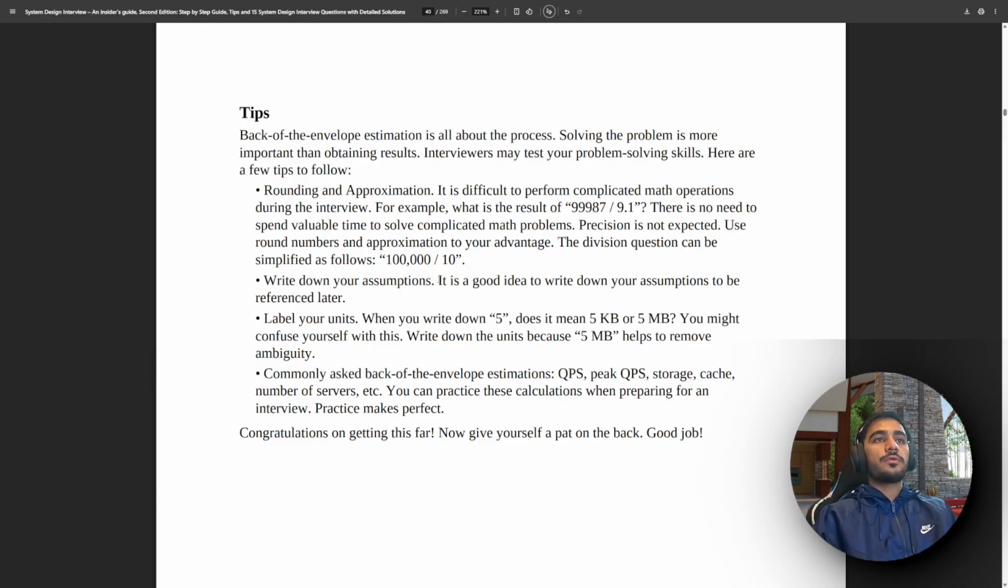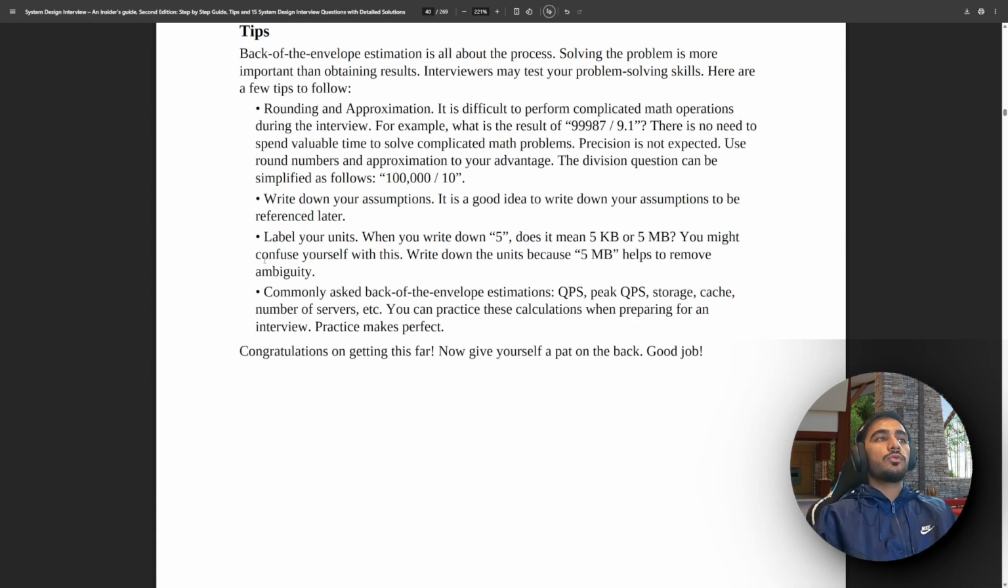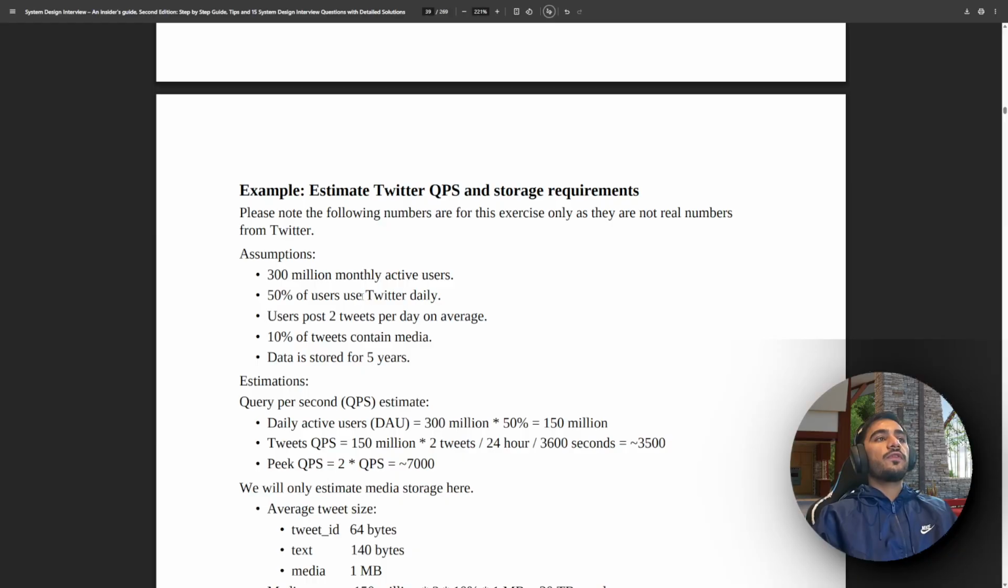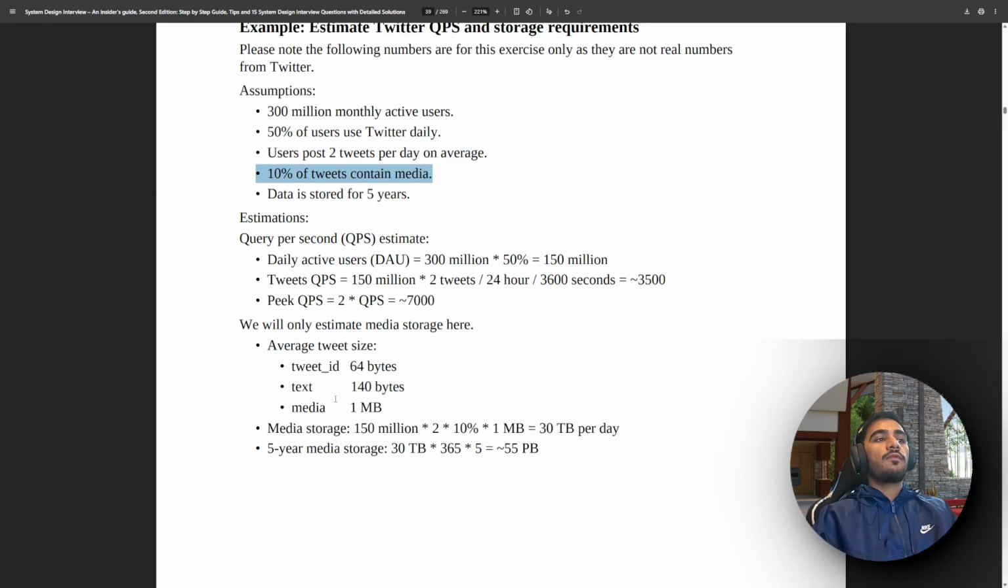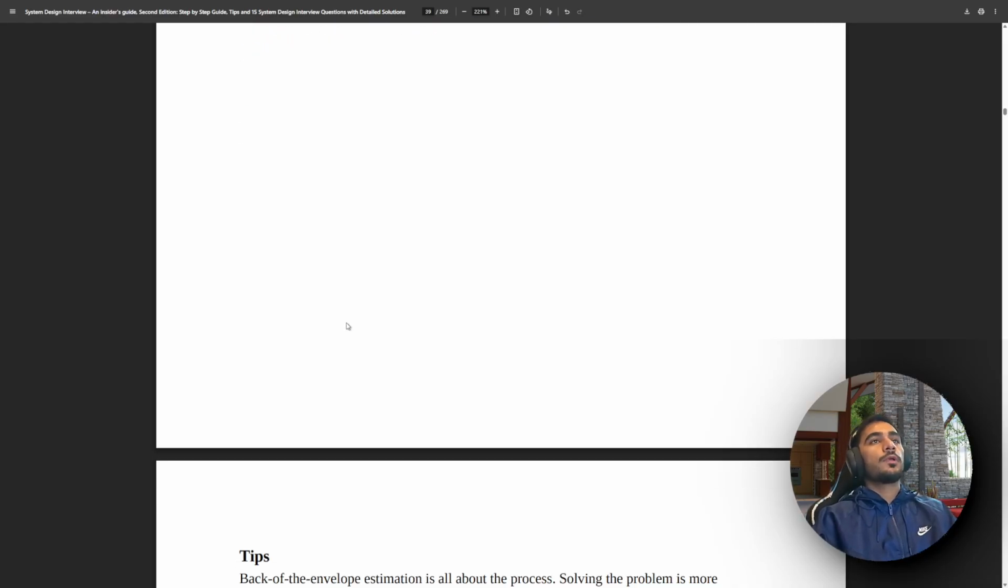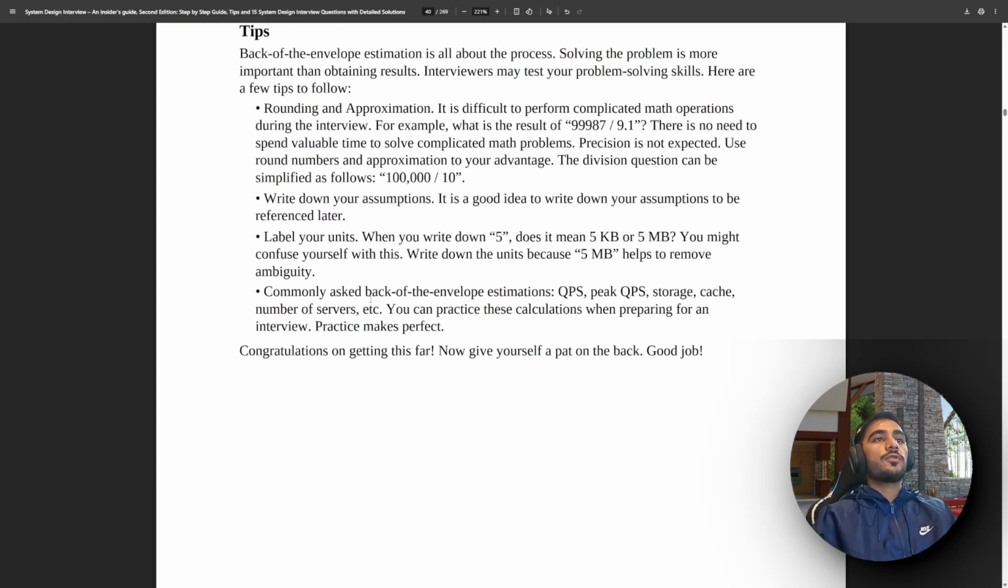Write down your assumptions. It is a good idea to write down assumptions to be referenced later. Why write assumptions? Because when we started, had we not made the assumption that 10% of tweets contain media, then we would not have been able to do this calculation of how much storage it will take a day. So yeah, that's why write down your assumptions and label your units.